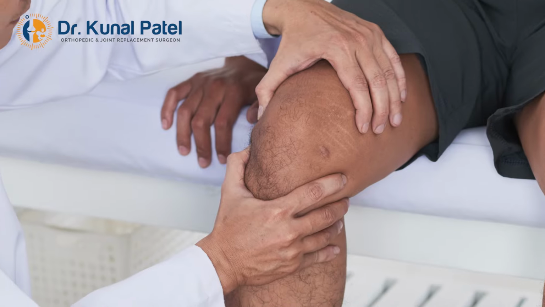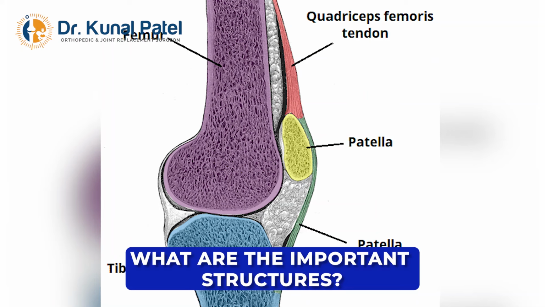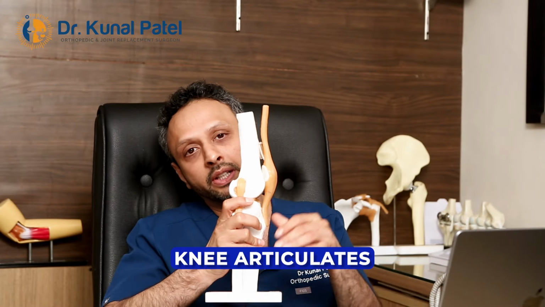Hello, today I'm going to talk to you about the knee joint. First, I would like to start off with what the knee joint is and what the important structures in the knee joint are. So, this is the knee joint. The knee joint has three places where the knee articulates.